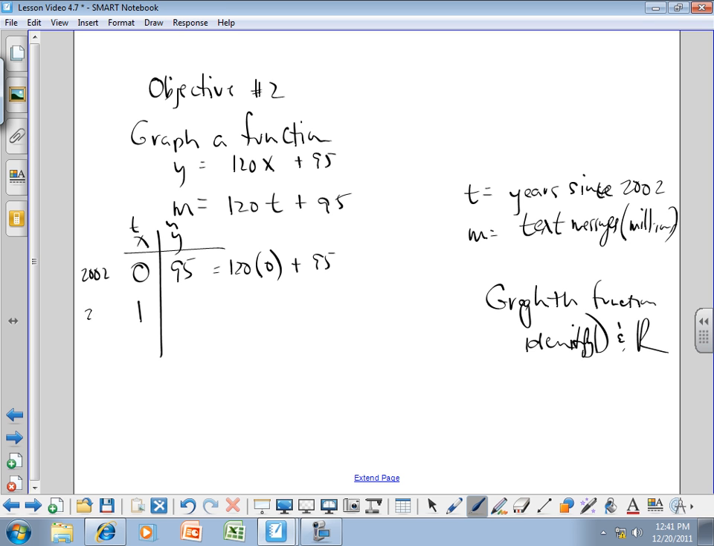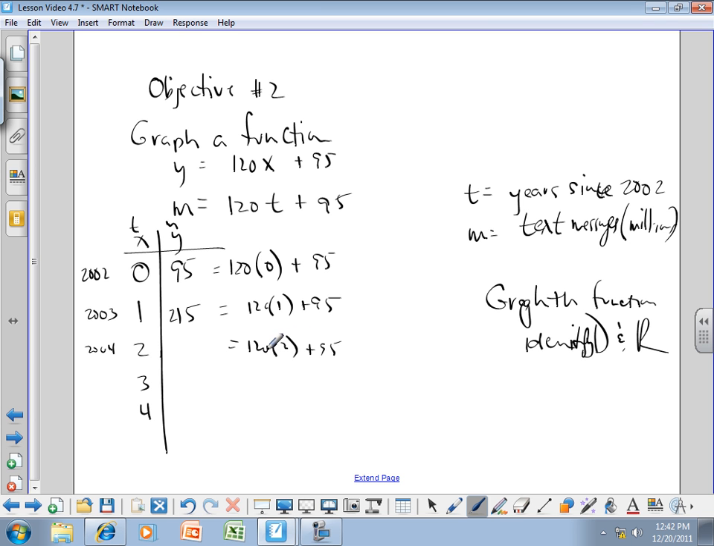Now, what would 1 stand for? What year would it stand for? 2003. Very good. And so you'd take 120 times 1. Well, that's 120. Plus 95. Well, I think that's 215. You can go 2004 and 2005 and 2006 and so on and so on. I think I can see a pattern after this one.